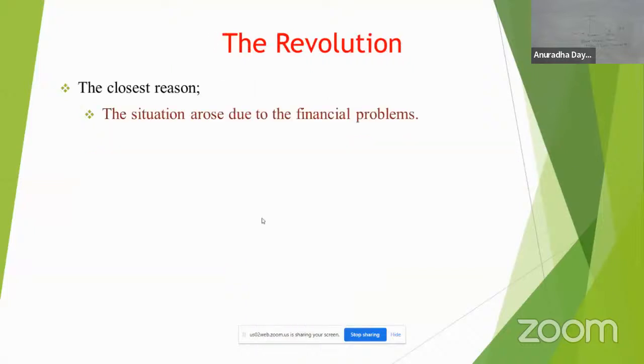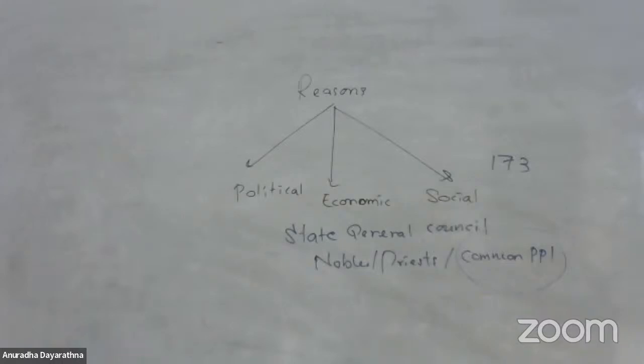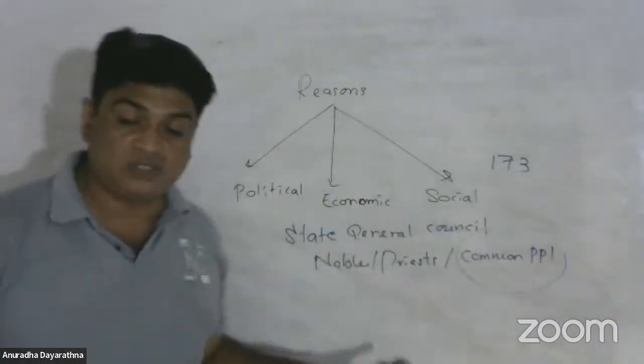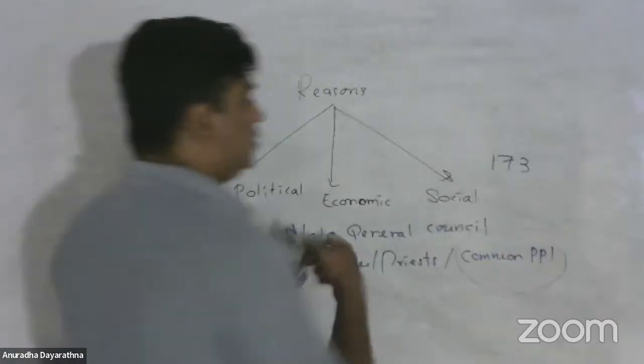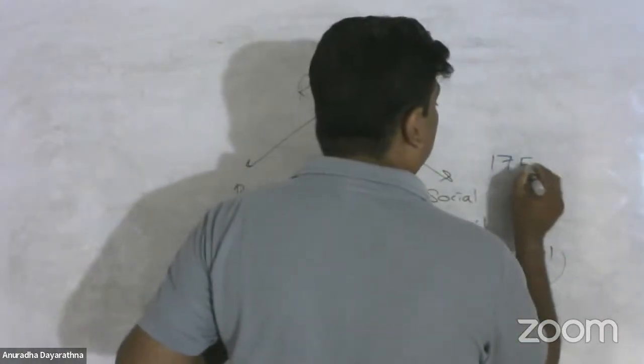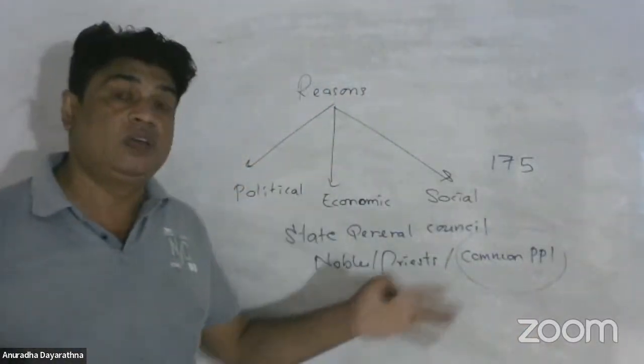However, what was the closest reason for this struggle? The situation arose due to a financial problem. So I'm going to discuss it on the board. So what happened here? People had to go for a reformation. For the reformation, the king had to call the State General Council. The State General Council was gathered for the first time after 175 years. So they did not know the customs and traditions that should be followed when gathering.